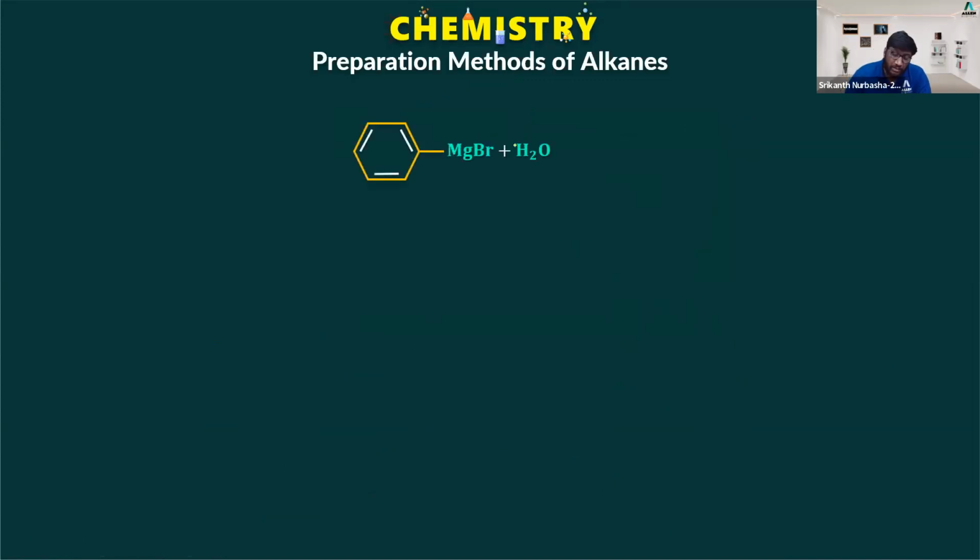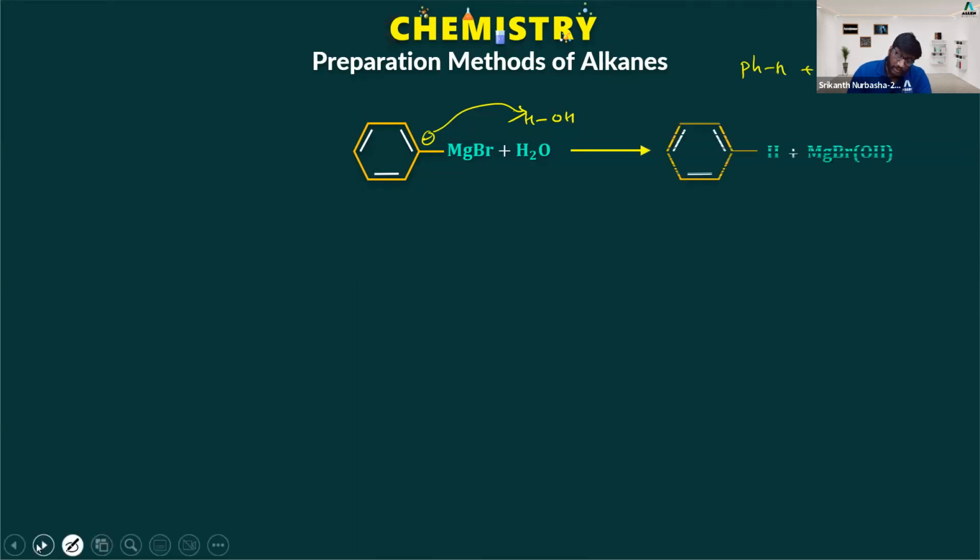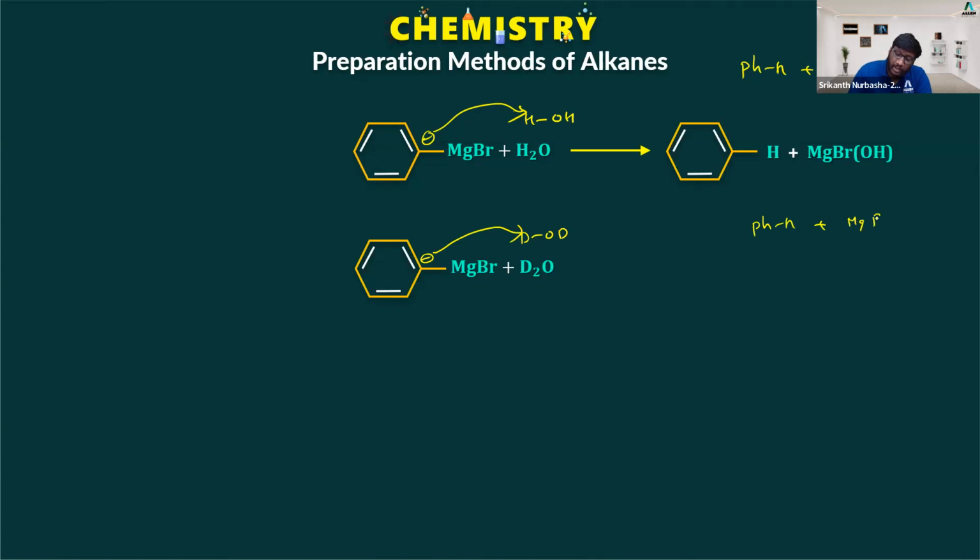So PhMgBr plus water. Water means hydrogen connected with OH, hydrogen connected with oxygen. So Ph minus tries to pick up the proton. What is the product obtained here? Ph minus picks up the proton and you get PhH plus MgOHBr. That is benzene plus MgBrOH. Second case, Ph minus connecting with D2O. D2O means deuterium connected with OD. C6H5 minus picks up the deuterium and forms PhD and MgBrOD instead of OH.